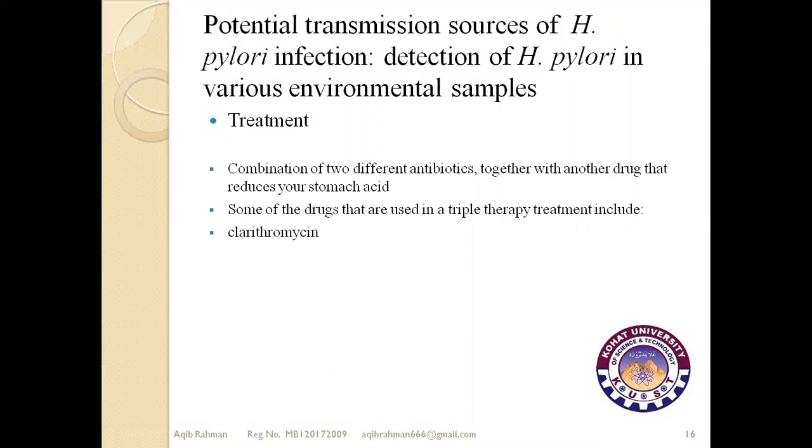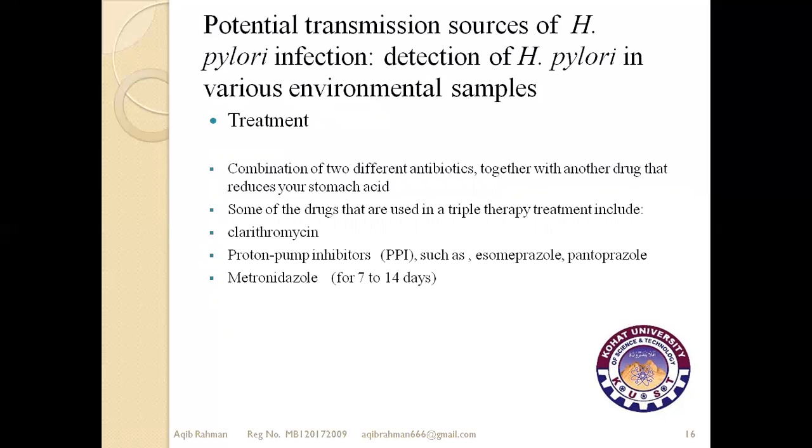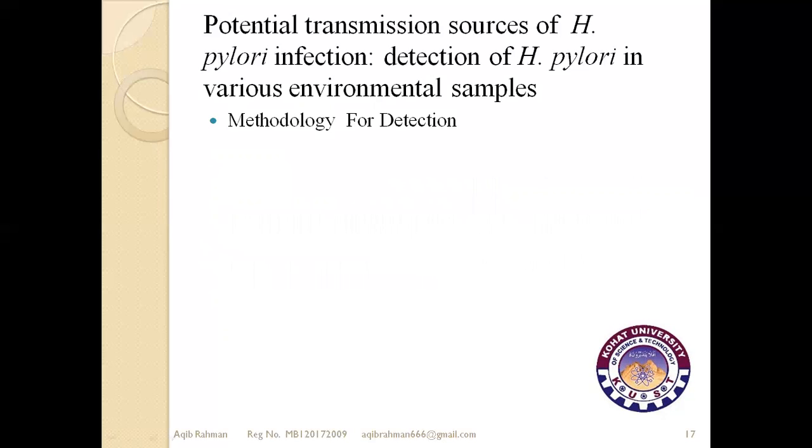Some of the drugs that are used in triple therapy treatment include clarithromycin, proton pump inhibitors such as esomeprazole, pantoprazole, and metronidazole, which is used for 7 to 14 days. Now, how do we detect H. pylori in various environmental samples?